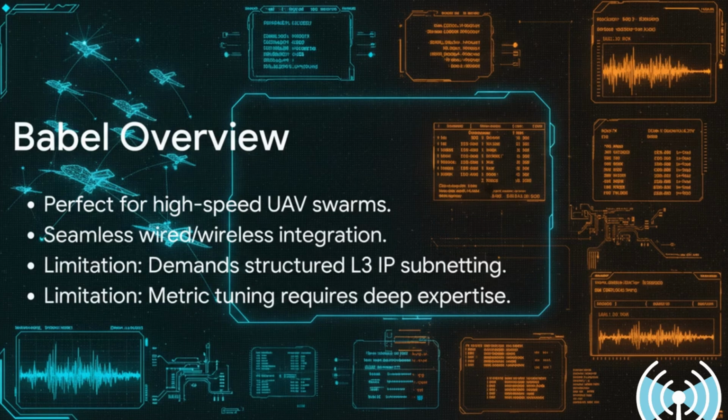But that agility, it definitely has a cost. Your engineers better know their stuff. Unlike Batman's zero config setup, Babel demands rigorous Layer 3 IP subnetting. And fine-tuning those transmission metrics in a noisy RF environment, that requires some serious, deep expertise.